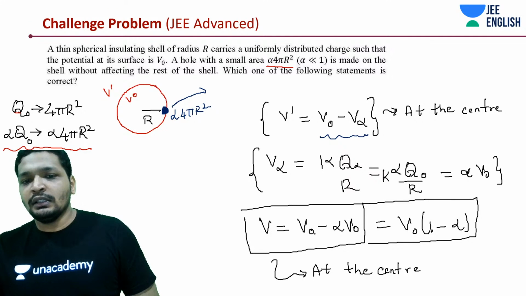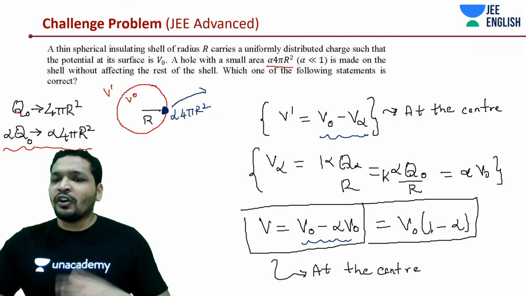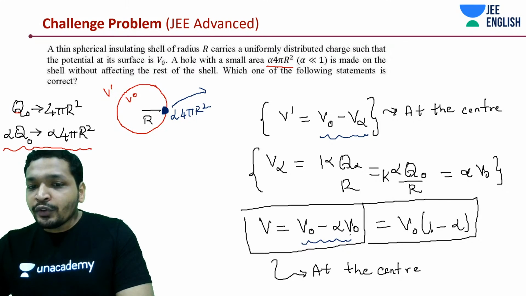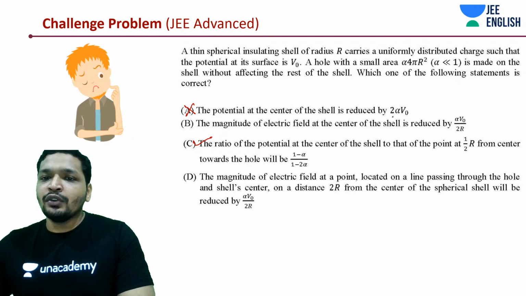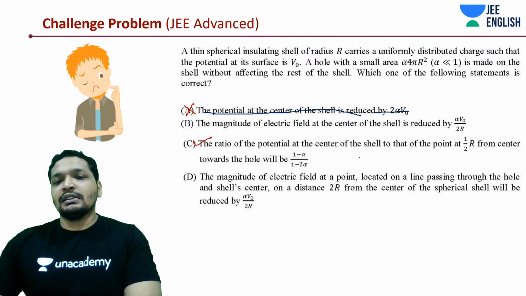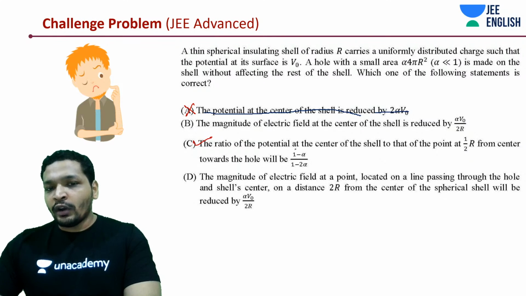This is going to be V naught minus alpha into V naught. Just take out V naught as common. It will be V naught into 1 minus alpha. So it should have reduced by alpha into V naught, not alpha into 2 V naught. So we started with option 1, but it has given us 2 alpha into V naught. So this is wrong.